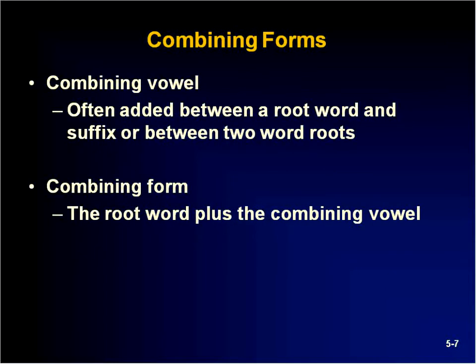Combining vowels and combining forms. A vowel is often added between a root word and a suffix, or between two roots, to make a new term easier to pronounce. The vowels used are called combining vowels. The root word plus the combining vowel is called the combining form. Although the most common vowel used is O, A, E, I, and U, or Y, are sometimes used. The combining vowel is not used to connect a prefix and root word.